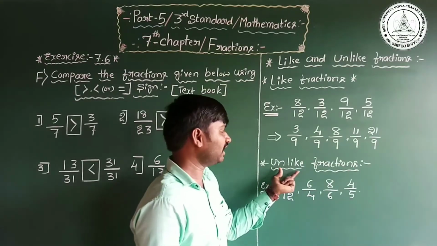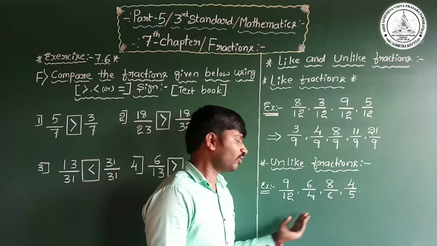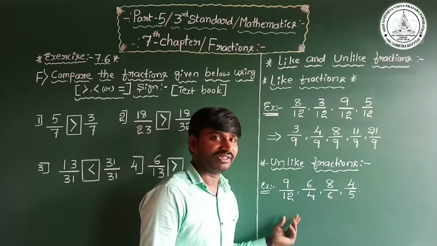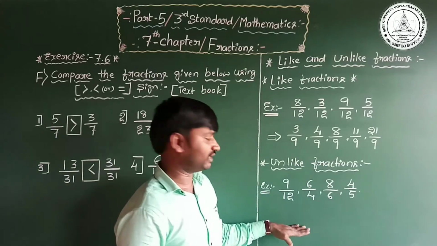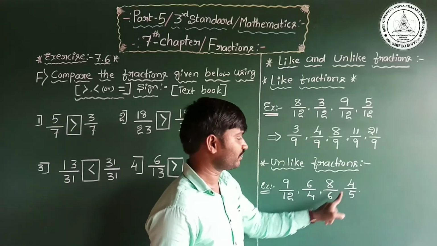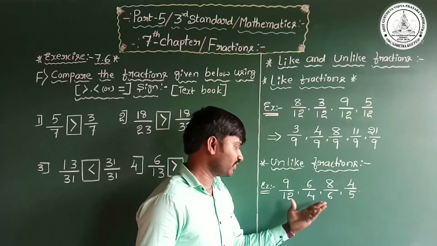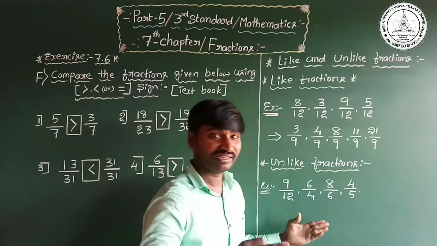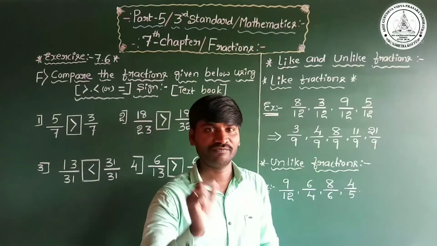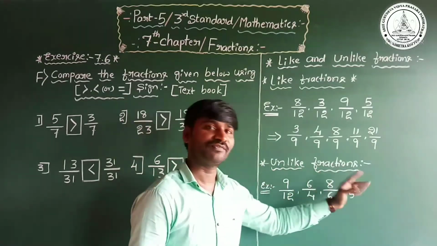Yes. The next, unlike fractions: fractions with different denominators. Observe, dear student, these are fractions with different denominators. Here see 9 by 12, 6 by 4, 8 by 6, 4 by 5. All the denominators are different. So fractions with different denominators are called unlike fractions.